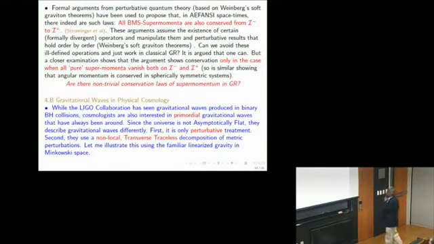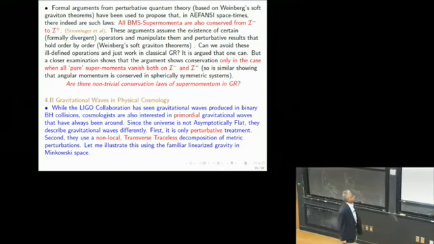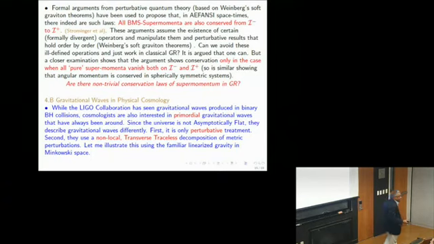And the formal arguments, this is the interesting interplay, formal arguments from perturbative quantum gravity, which are based on the so-called Weinberg soft theorem, have been used to propose that in such a fancy spacetime, there are indeed such conservation laws. The Bondi supermomentum on Scri minus must be equal to the Bondi supermomentum on Scri plus. But these are formal arguments in which there are infinite, ill-defined quantities. One makes manipulations in quantum theory between these ill-defined quantities.